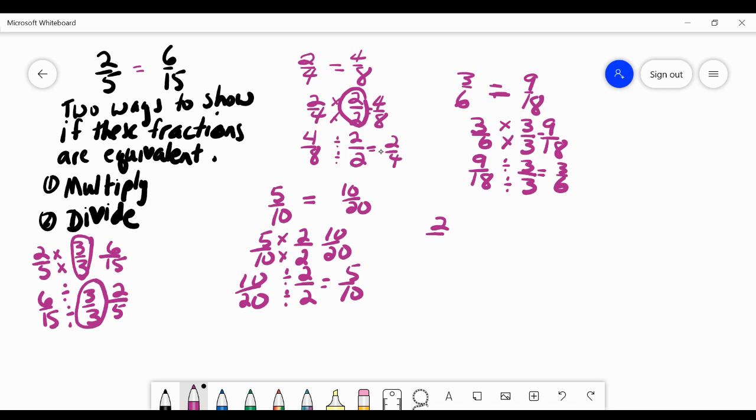Okay, what about 2/6 and 8/24? Now I'm going to pause and see if you can figure out if 2/6 and 8/24 are equivalent by one of these methods, multiply or divide. Okay, coming back to me. So 2/6 times a fraction equivalent to 1 would equal 8/24. 2 times what is 8? 4. 6 times what is 24? 4. Yes, they're equivalent.